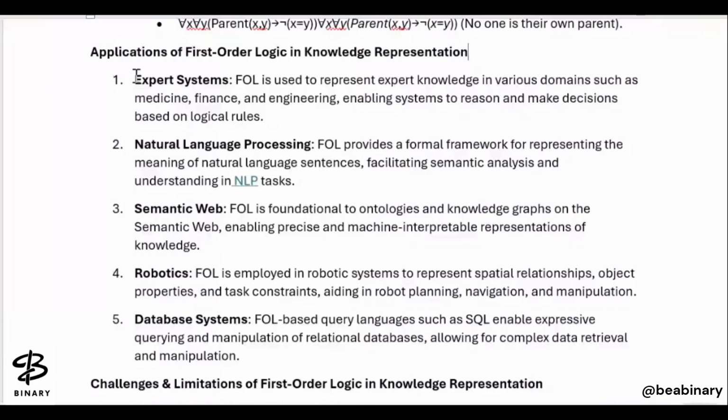And now here we are talking about the applications. The first application is the expert system. It is used to represent expert knowledge in various domains such as medicine, finance, and engineering, enabling the system to reason and make decisions based on logical rules. Simply, how does it work? It stores the rules within a knowledge base and then performs logical reasoning by making inferences based on established facts and relationships by the use of various quantifiers, right?